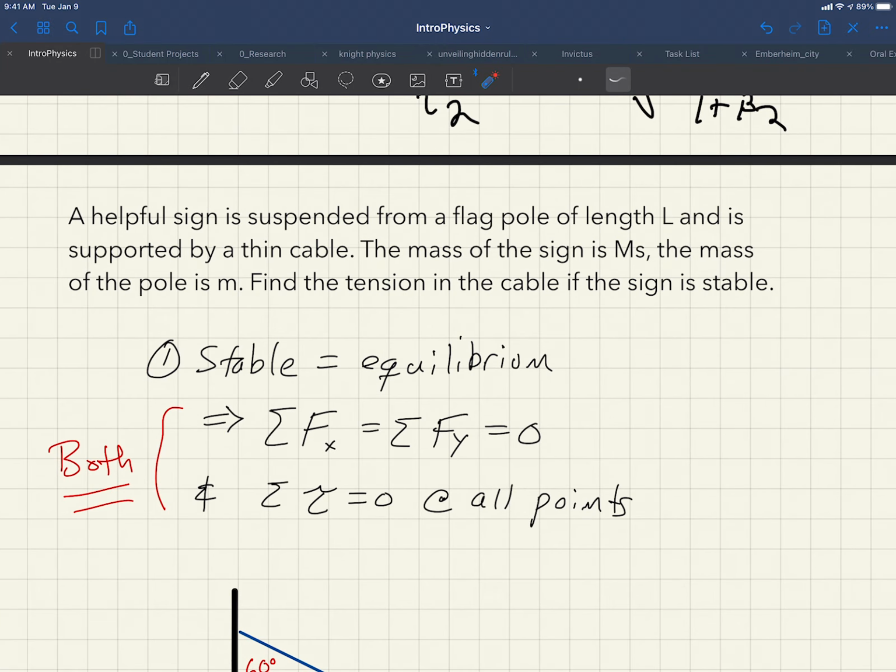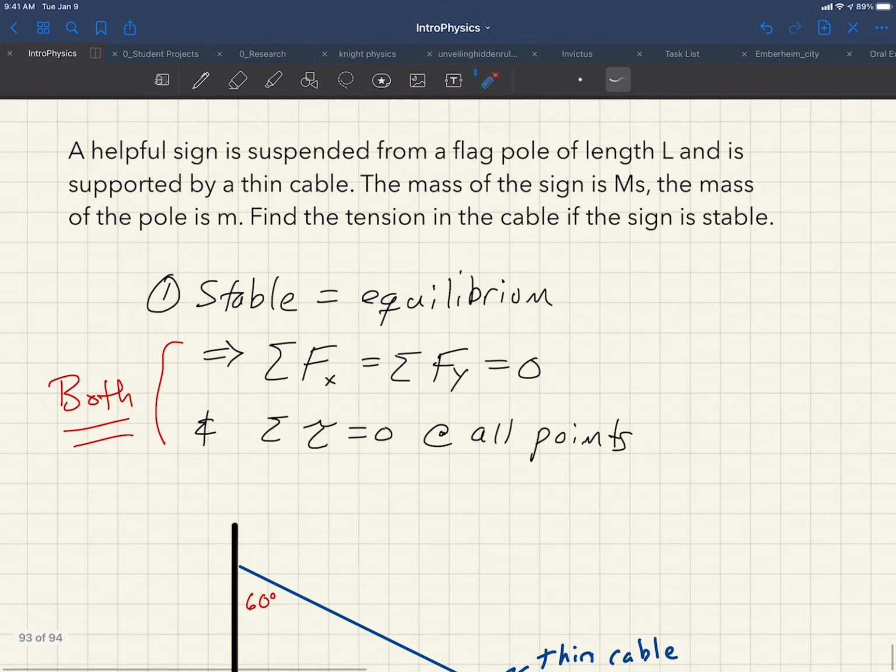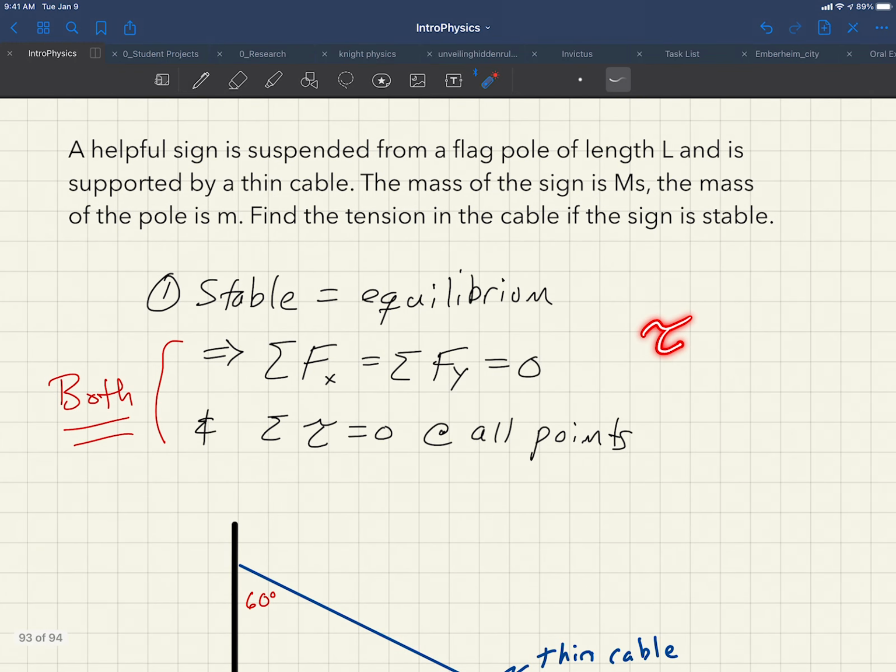First thing to know is when we say stable, we mean equilibrium. Now that we're in extended free body diagrams, we have to think about two conditions: forces and torques. The first thing we realize is what we've done before: the sum of our forces in the x direction and the sum of the forces in the y direction must both be 0. And now we have this new symbol tau, the Greek letter for T basically. So the sum of the torques has to be 0 at all points.